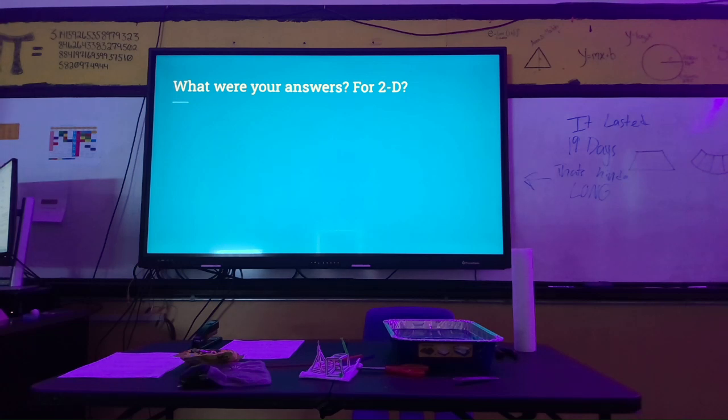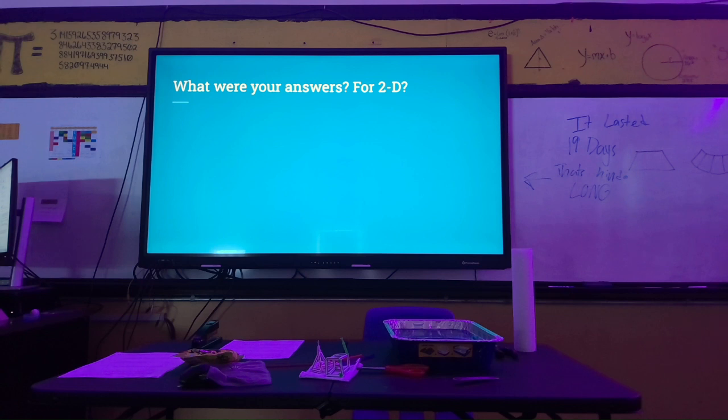What were your answers for two-dimensional? What were the shapes that you thought were special? The rhombus. Okay, what could you use it for in everyday life? You could use it for tiles. Tiles, okay. I picked the diamond. In my old apartment, we had a window that was a diamond. Cool. My grandpa's door is a diamond. Triangle, because you can cut these using triangles.